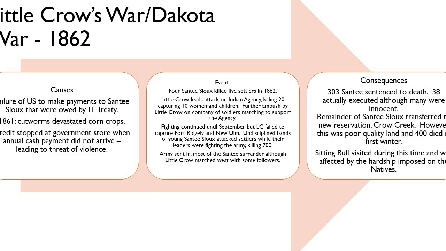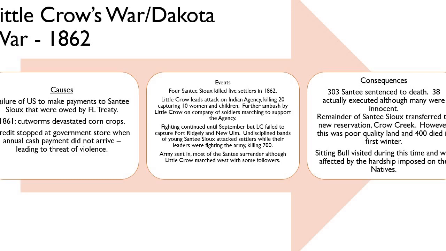The Santee Sioux have a problem in 1861. There's a massive cutworm infestation that devastates their corn crops, and the government doesn't pay the annuity. So what happens is that the credit that the American Indians received at the government store up in this area of Minnesota, the credit for the Plains Indians was stopped. And this led to the threat of violence, and we see four Santee Sioux murder five settlers in 1862, and this kind of triggers conflict between the two sides.